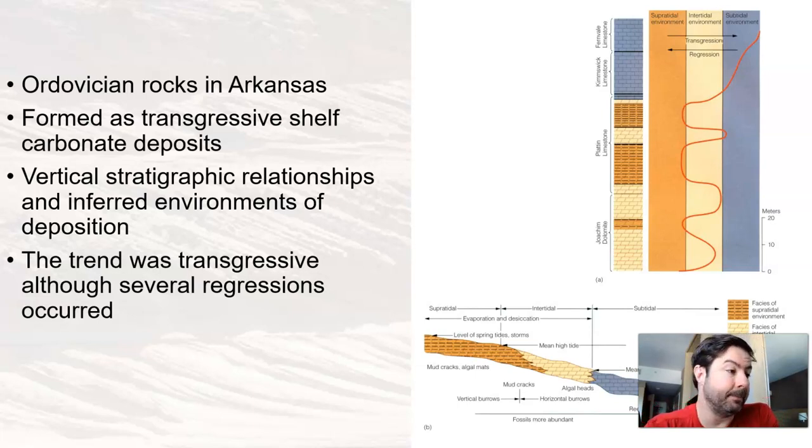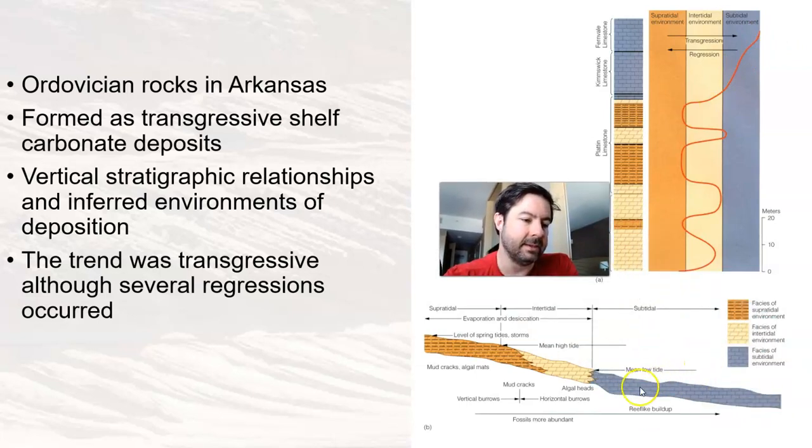So in any case, these Ordovician rocks indicate a depositional environment that was transgressive, sea levels rising, depending on the particular facies we're looking at. So a subtidal environment, limestone, an intertidal environment, and the type of rocks that are supratidal, beyond the high tide.